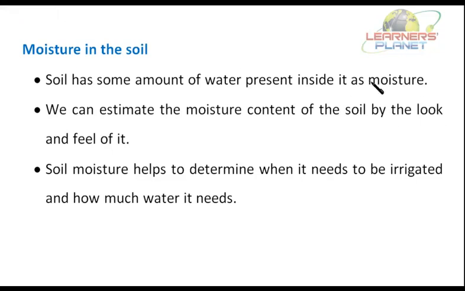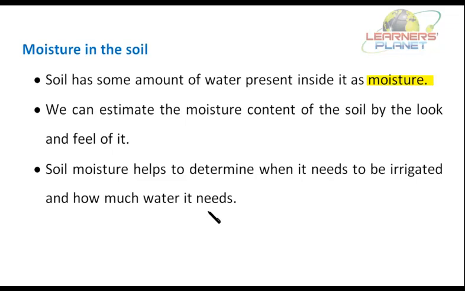Always remember that there is some amount of water always present in the soil in the form of moisture. And we can estimate the moisture content of the soil by its texture, its look and feel. So soil moisture is also a very important property which helps to determine when it needs to be irrigated and how much water it needs.